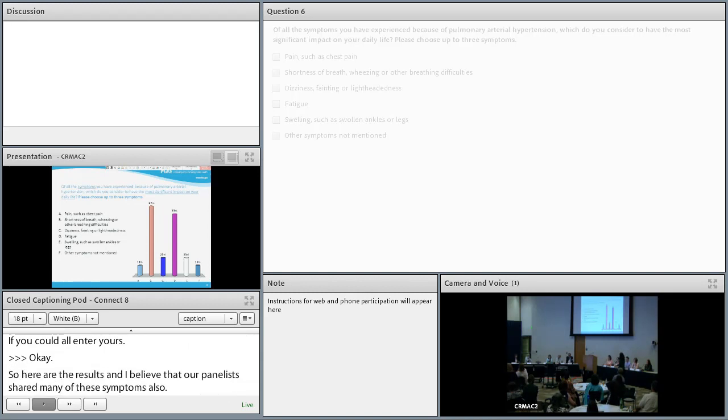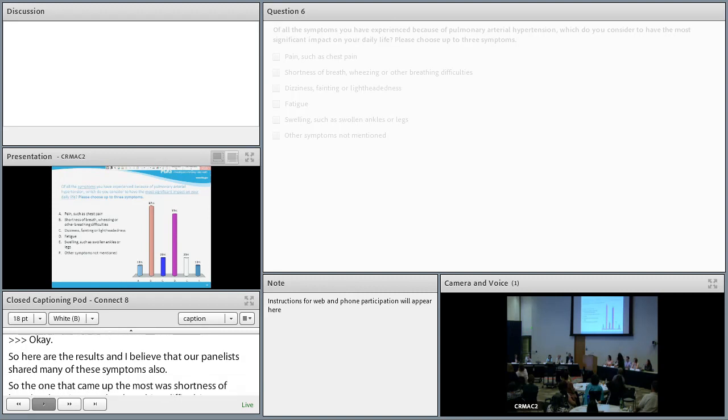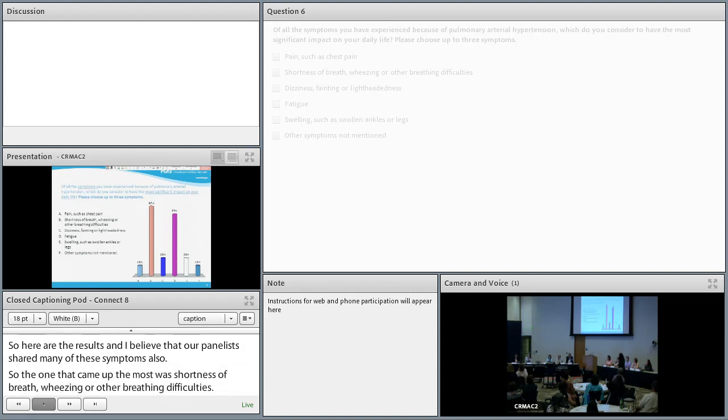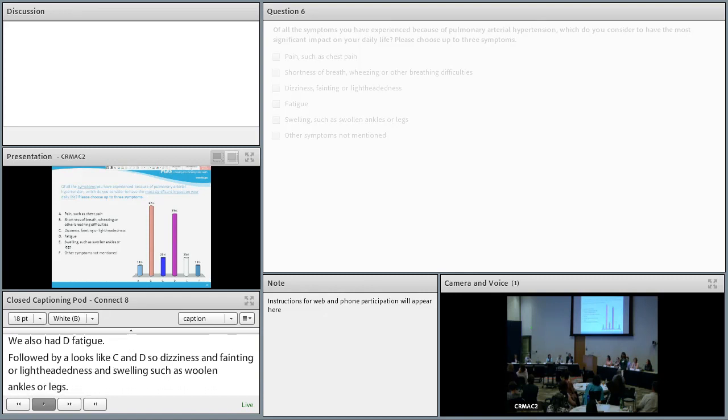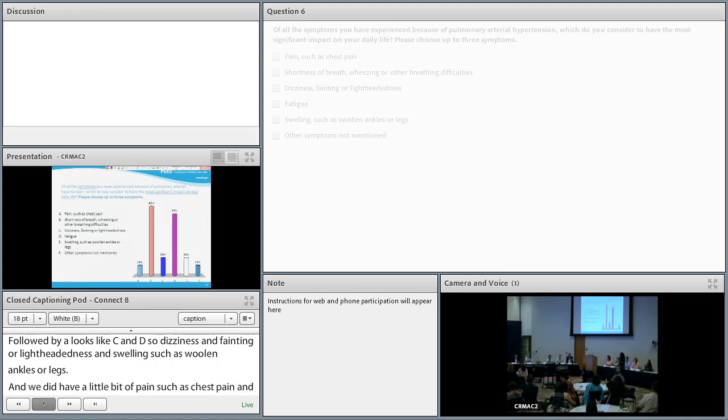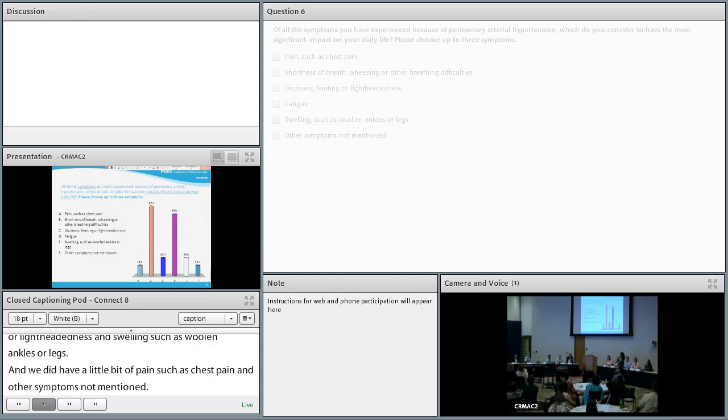We also have D, fatigue, followed by C and E, so dizziness, fainting, or lightheadedness, and swelling, such as swollen ankles or legs. And we did have a little bit of pain, such as chest pain, and other symptoms not mentioned. Towards the end of this dialogue, maybe we can check in and see what some of those other symptoms are that haven't been mentioned. We'll get to the fatigue in just a moment.